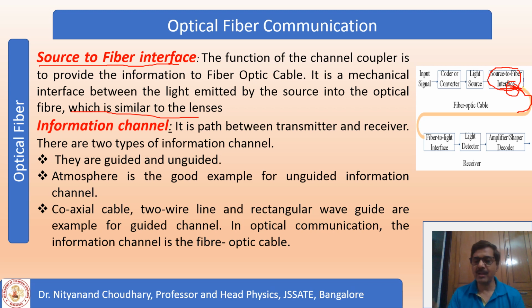Why is it an information channel? Because through this the information can be communicated, right? And the other can be guided. Here the optical fiber is a guided channel. Similarly, the copper wire that we use for sending signals also falls under the category of guided channels, right? Coaxial cables, two wire lines and rectangular waveguides are examples of guided channels. In optical fiber communication, the information channel is the fiber optic cable, right? Okay, so now let's proceed further.